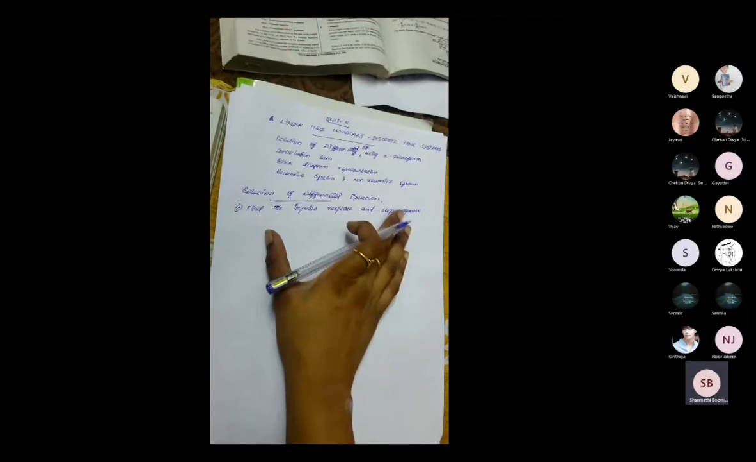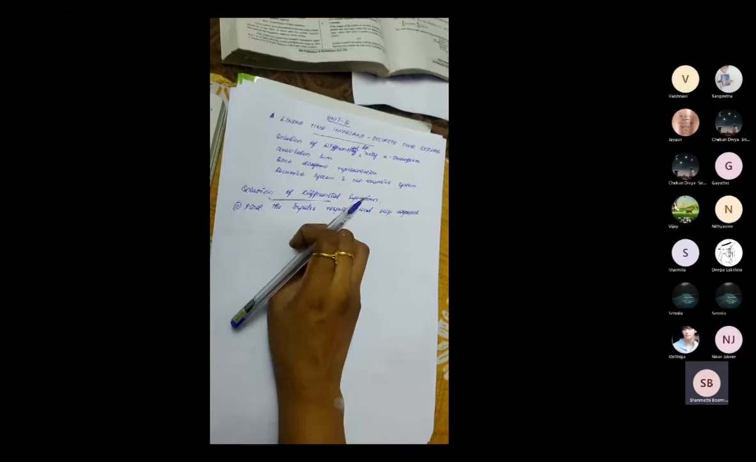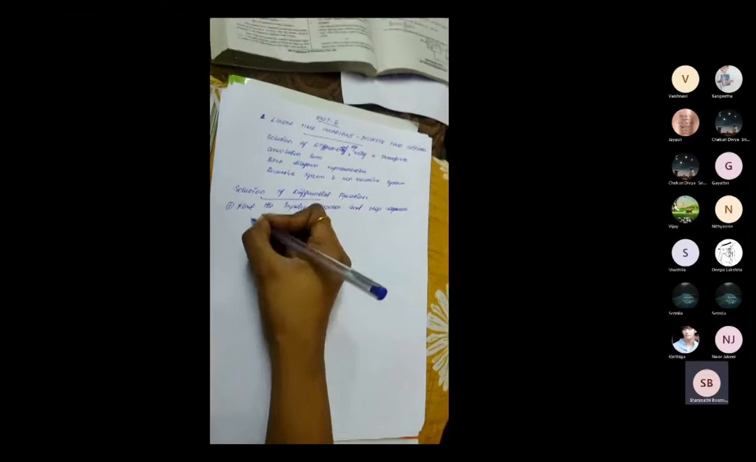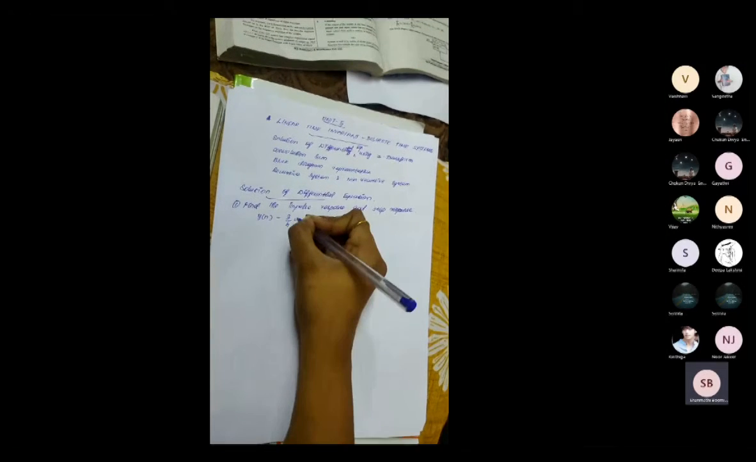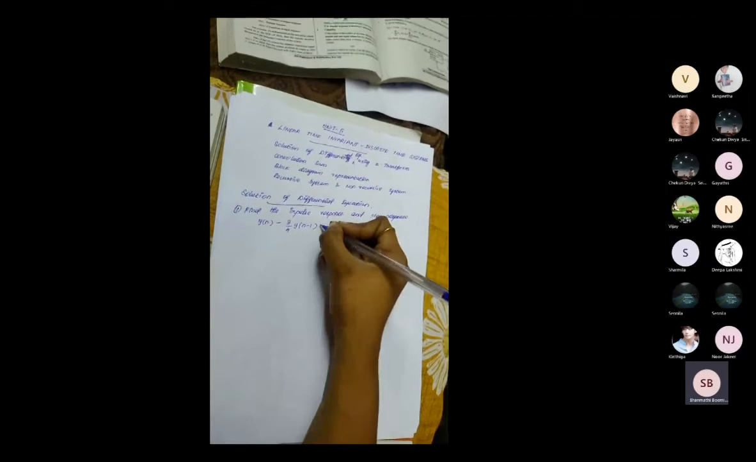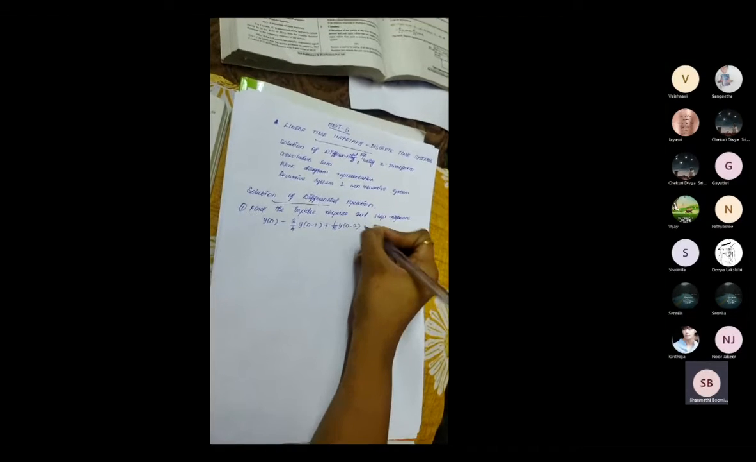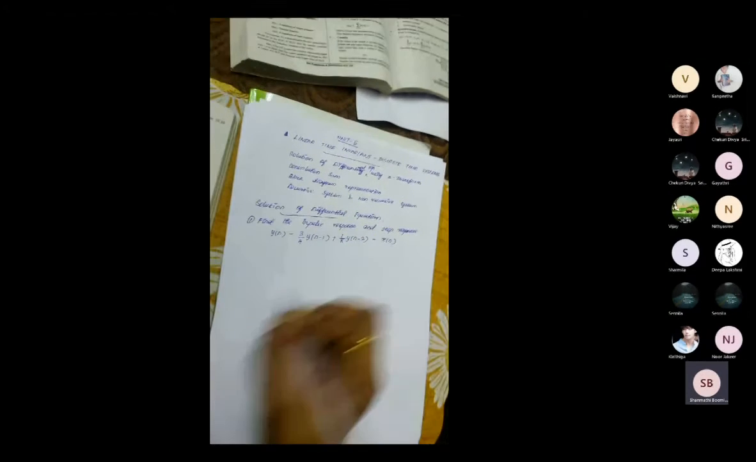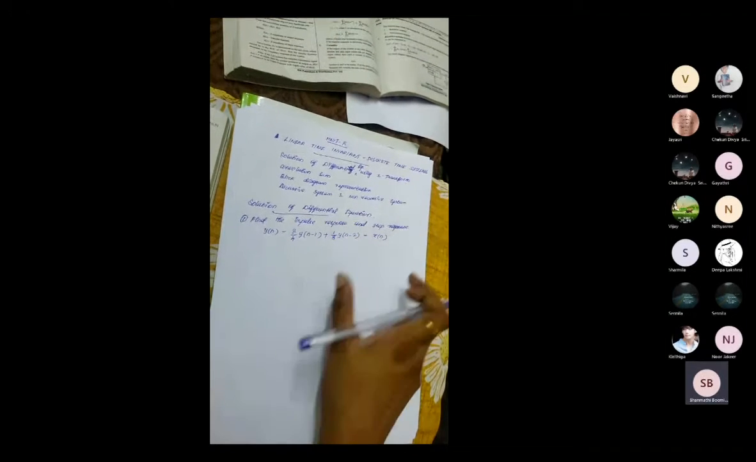Fine. So first problem, find the impulse response and step response. Take down the question: y of n minus 3 by 4 y of n minus 1 plus 1 by 8 y of n minus 2 is equal to x of n. For this you have to find out the impulse response and step response.